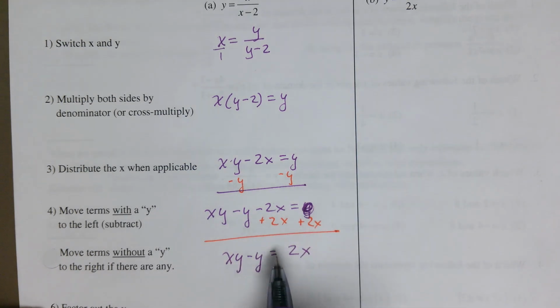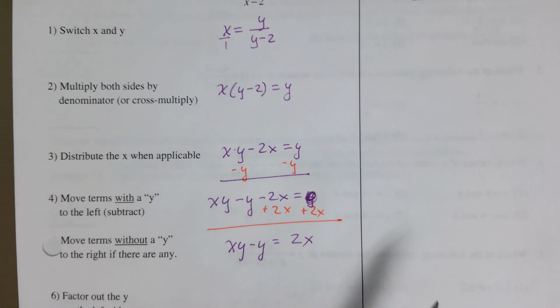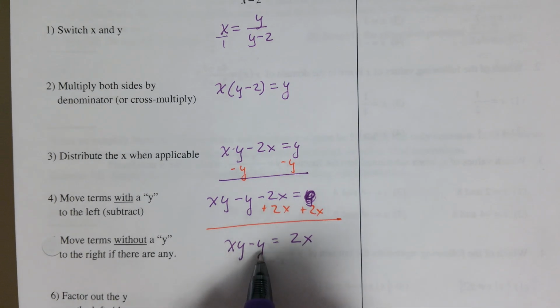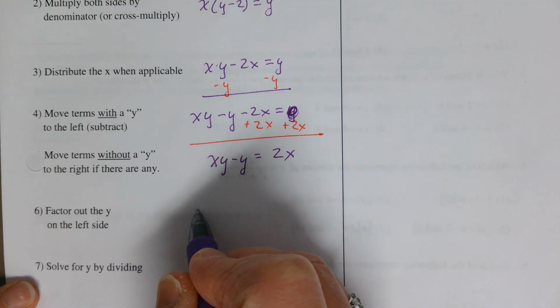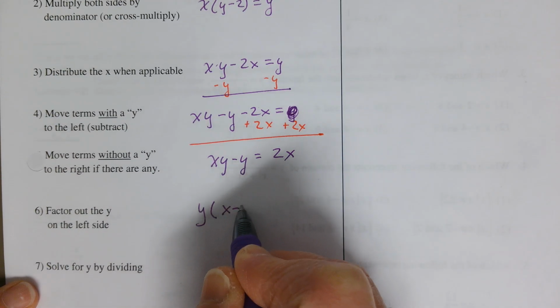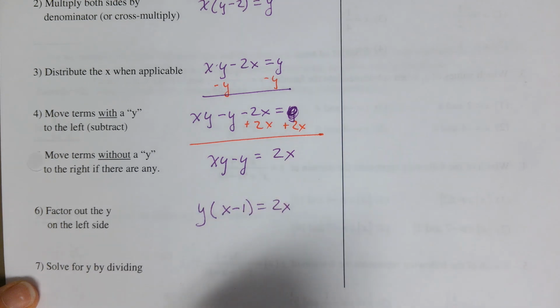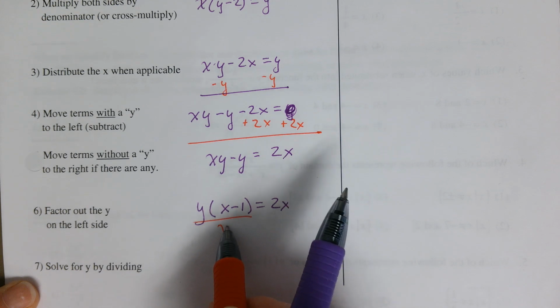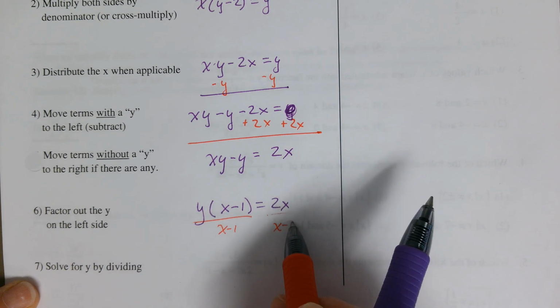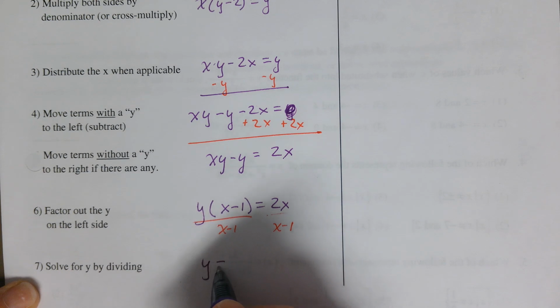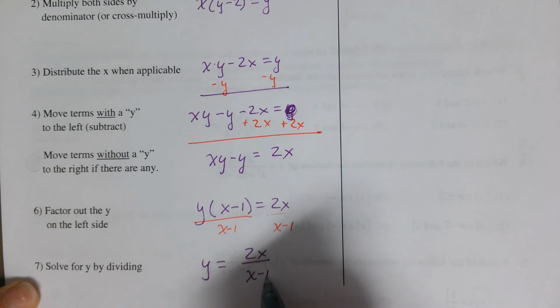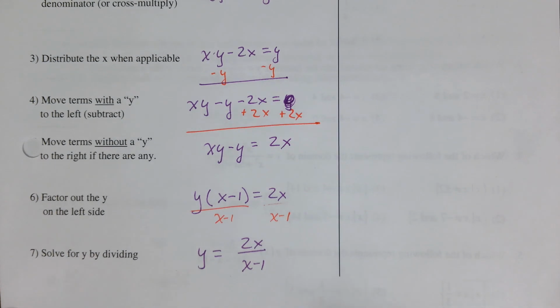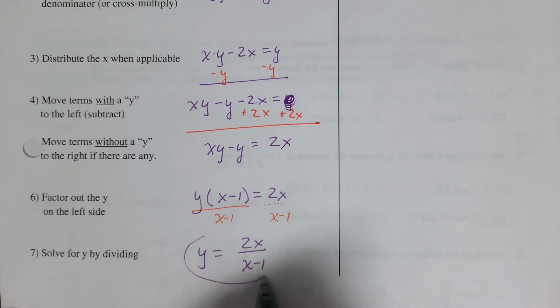So we have our terms containing y on the left-hand side and our non-y terms on the right. Now we factor out y. Y is common to these two terms on the left. We have y times (x minus 1) equals 2x. And now to get y by itself, we undo this multiplication by dividing. Y equals 2x over x minus 1. So this is the inverse.